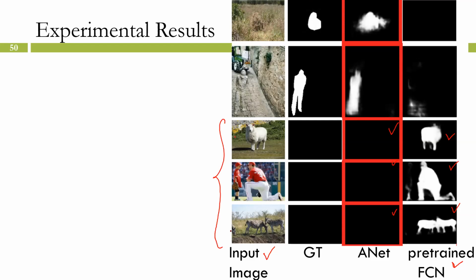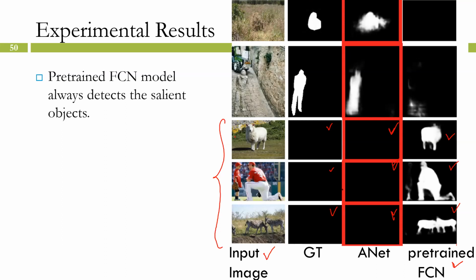Because those images contain salient objects, and the pre-trained FCN here works very well with salient objects. In our model, because we have a classification branch, it helps us classify that, hey, this is not a camouflage scene. So we output nothing, empty, exactly the same as the ground truth. That really shows that the classification branch works really well in the case of segmenting camouflage objects.